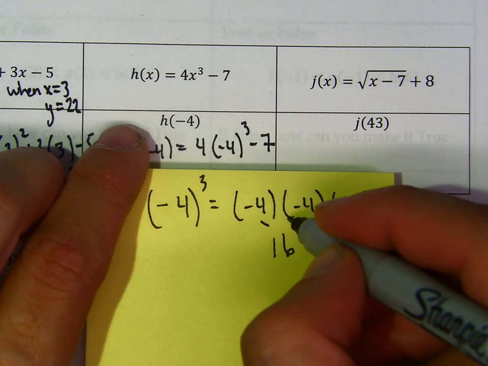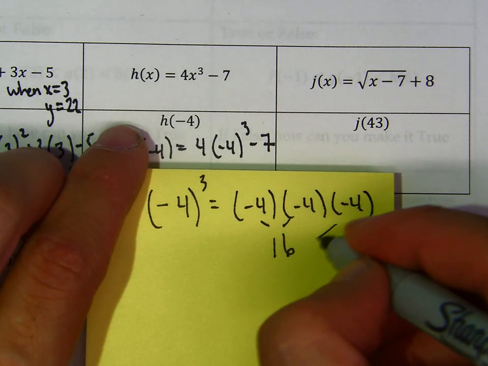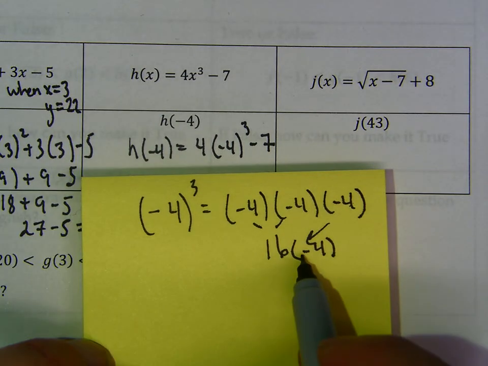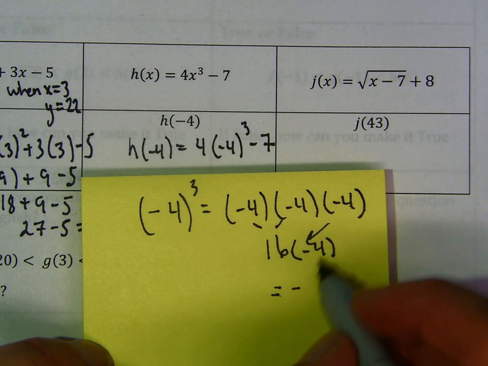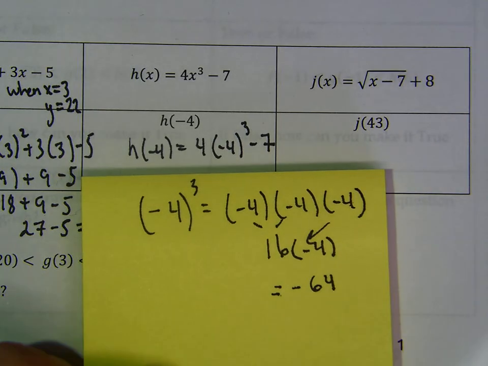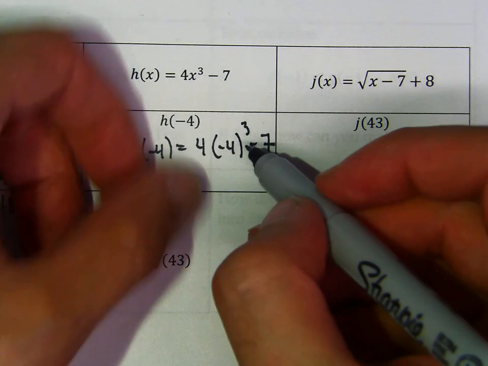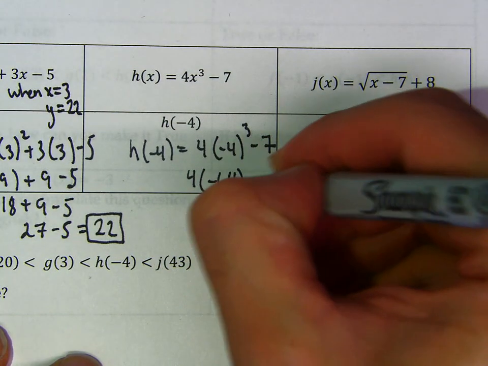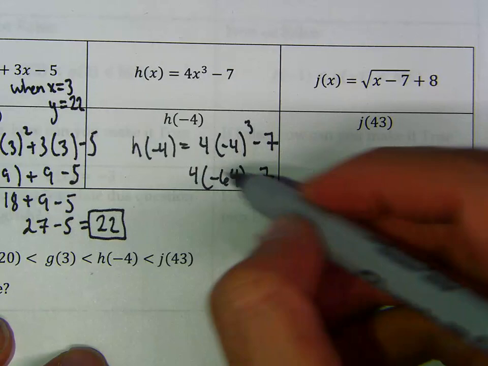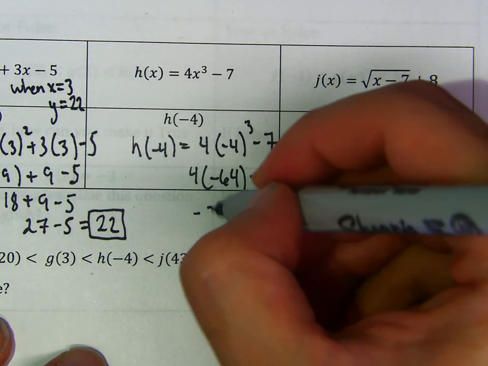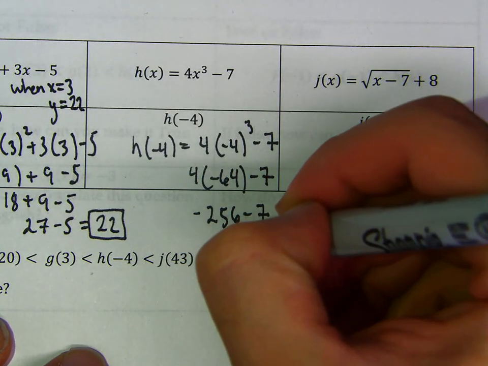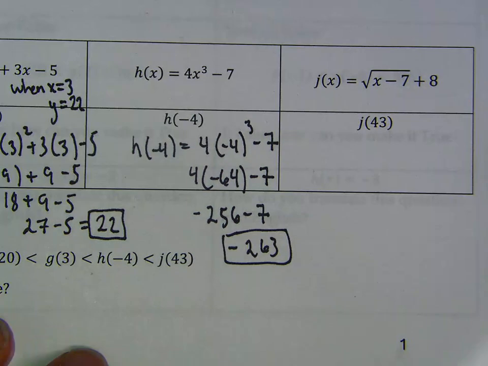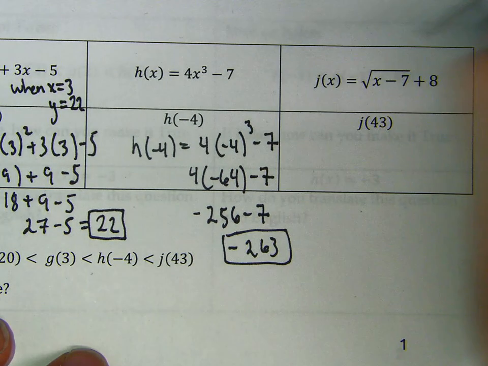So notice that when I multiply these two, I get 16, but then now I need to multiply it by negative 4. What's positive times negative? That's negative. 16 times 4 is 64. So then when I just do this part over here, then you get 4 times negative 64 minus 7. What is 4 times negative 64? I think that's negative 256 minus 7. So that's negative 263. All right. I wonder who got that one correct.